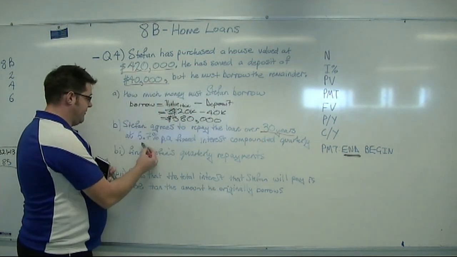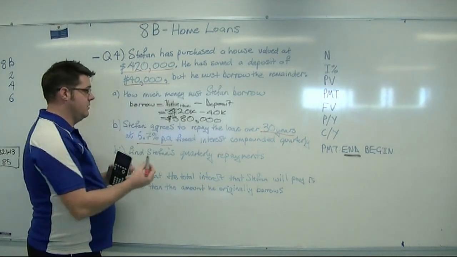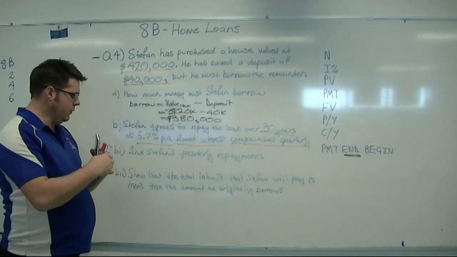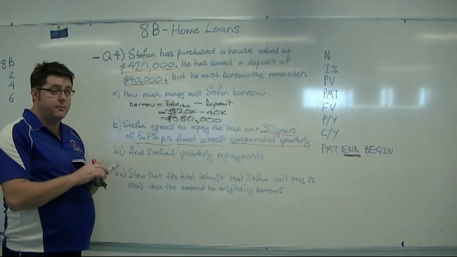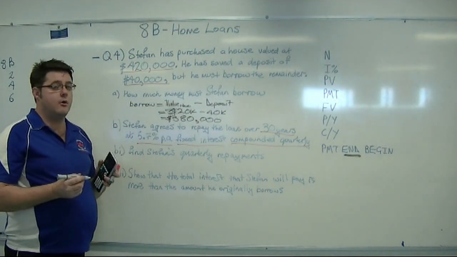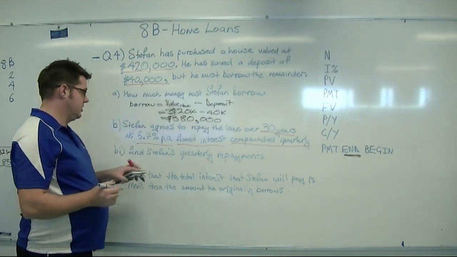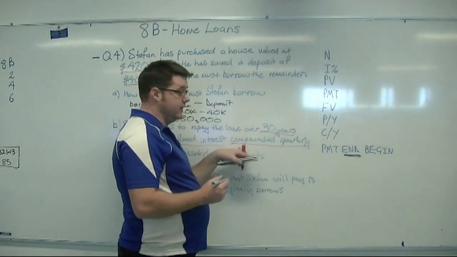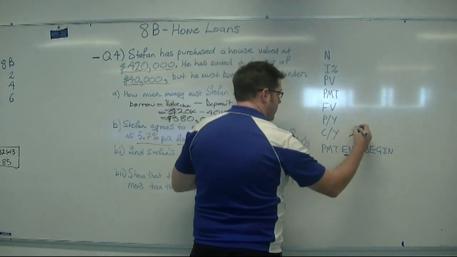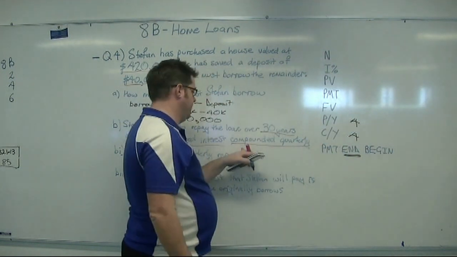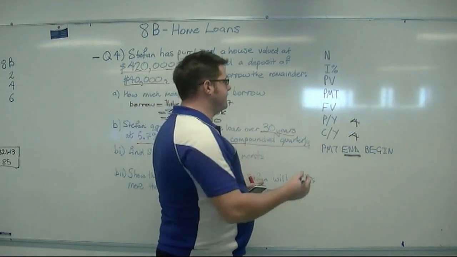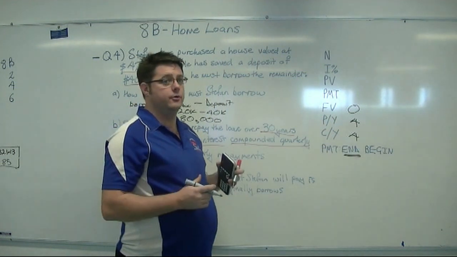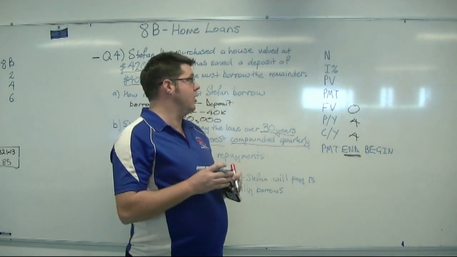At 5.7% per annum, fixed interest, compounded quarterly. We need to find Stefan's quarterly repayments. To do this, once again, we turn to our old friend TVM calculator. So the compounding periods per year, we're told it's compounded quarterly, so this would be 4, as is the payments per year, or payment frequency. The future value is, in this instance, 0, because we're going to be paying the money back to the bank over time.